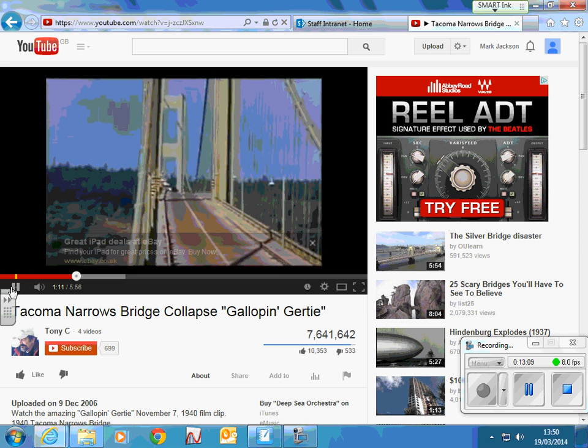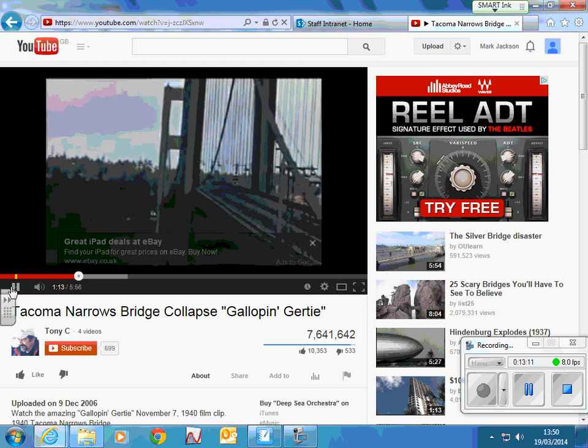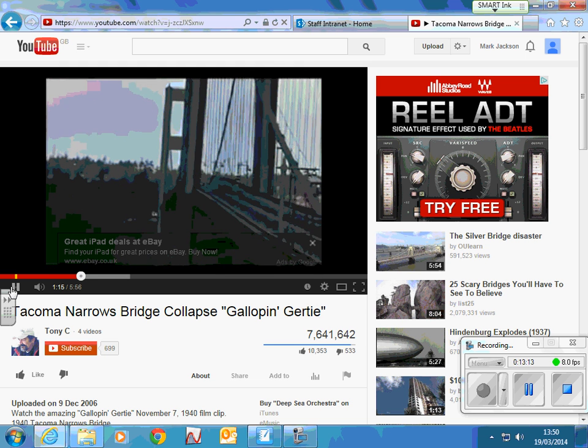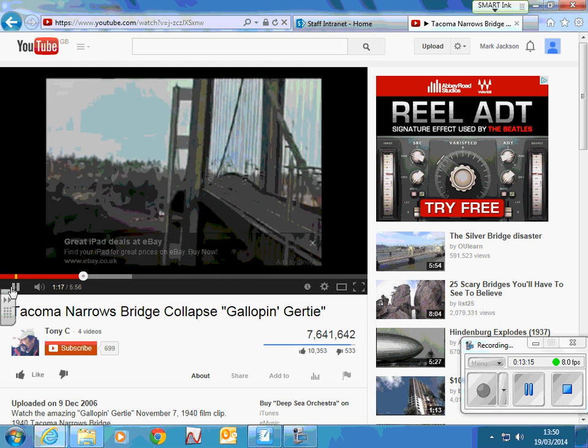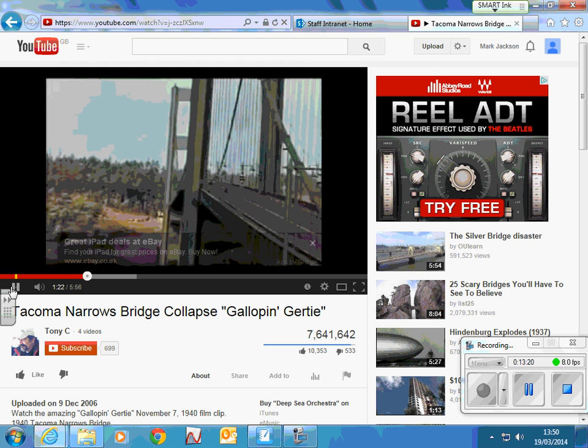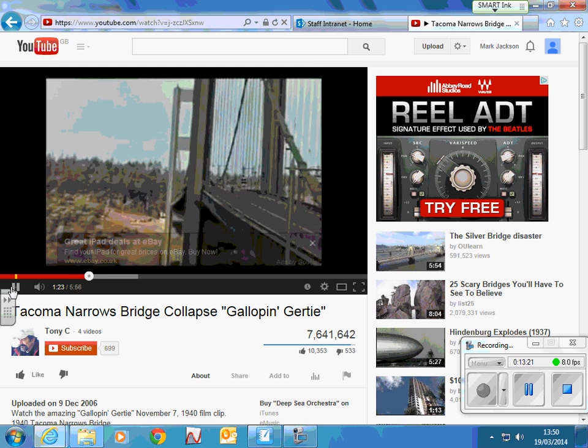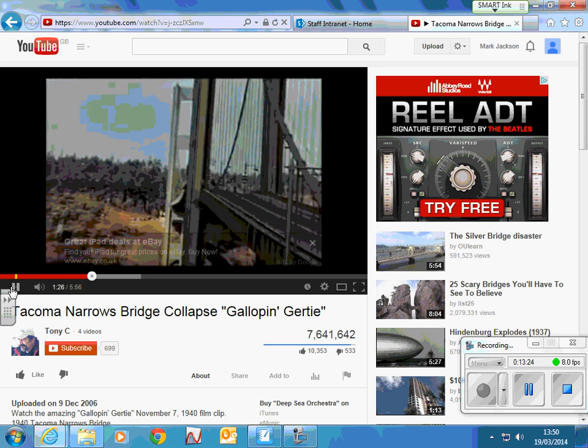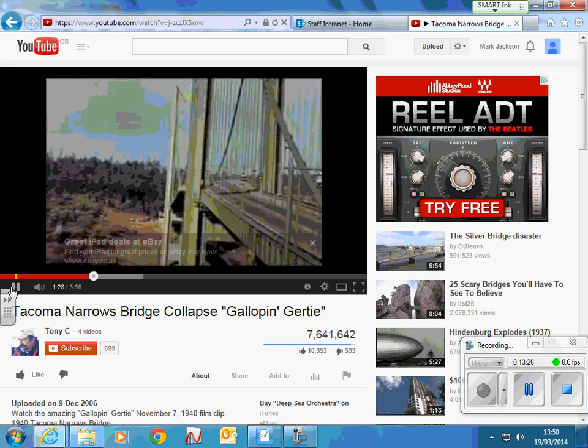The bridge was called Galloping Gertie because for months after it was built, when the wind was blowing, it used to do that. So it got a name, a bit like the Millennium Bridge that used to oscillate. It was given this name, Galloping Gertie, but eventually it got to the point where the wind conditions were just right.